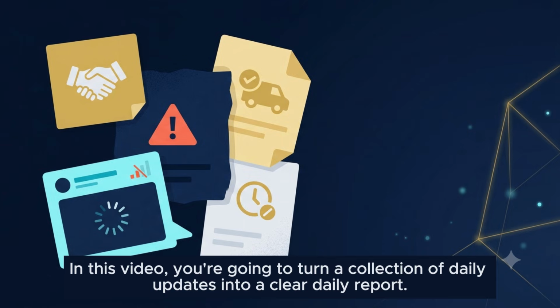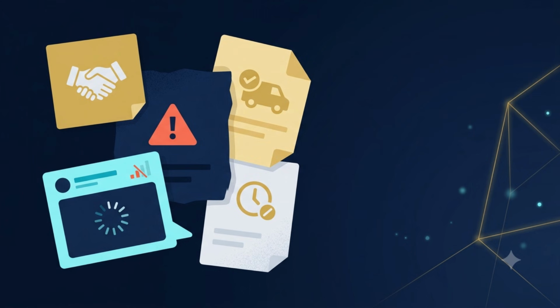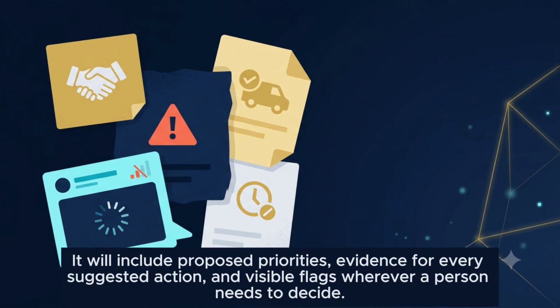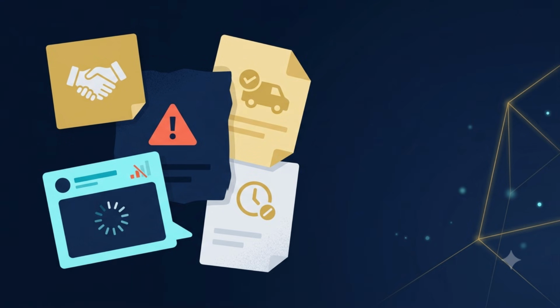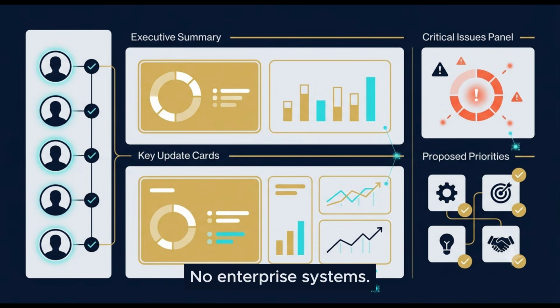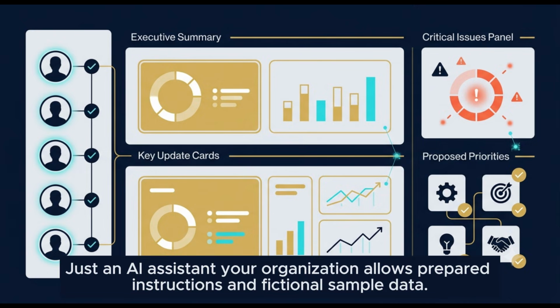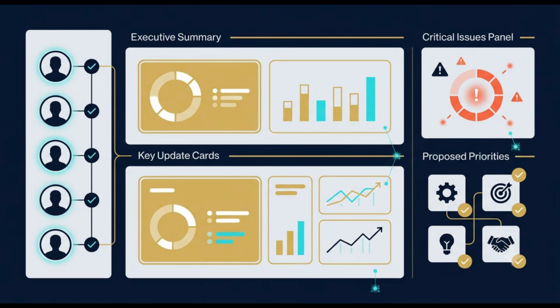In this video, we're going to turn a collection of daily updates into a clear daily report. It will include proposed priorities, evidence for every suggested action, and visible flags wherever a person needs to decide. No coding, no enterprise systems. Just an AI assistant your organization allows, prepared instructions, and fictional sample data.